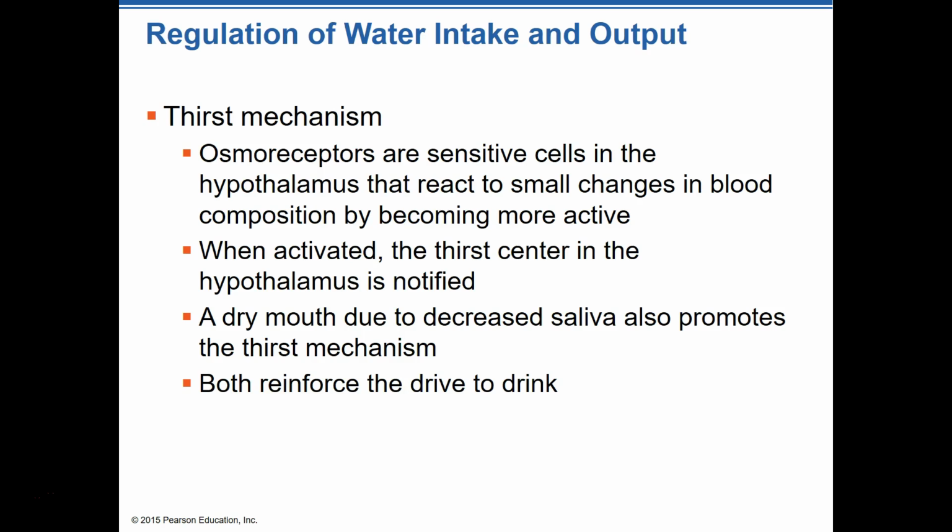So we have this thirst mechanism. We've got these osmoreceptors in the cells of the hypothalamus that are sensitive and react to changes in blood composition by becoming more active. So when they're activated, the hypothalamus is notified. We start to get a dry mouth. Those kinds of things will kick the thirst mechanism in, and these are all things that make us want to have something to drink.